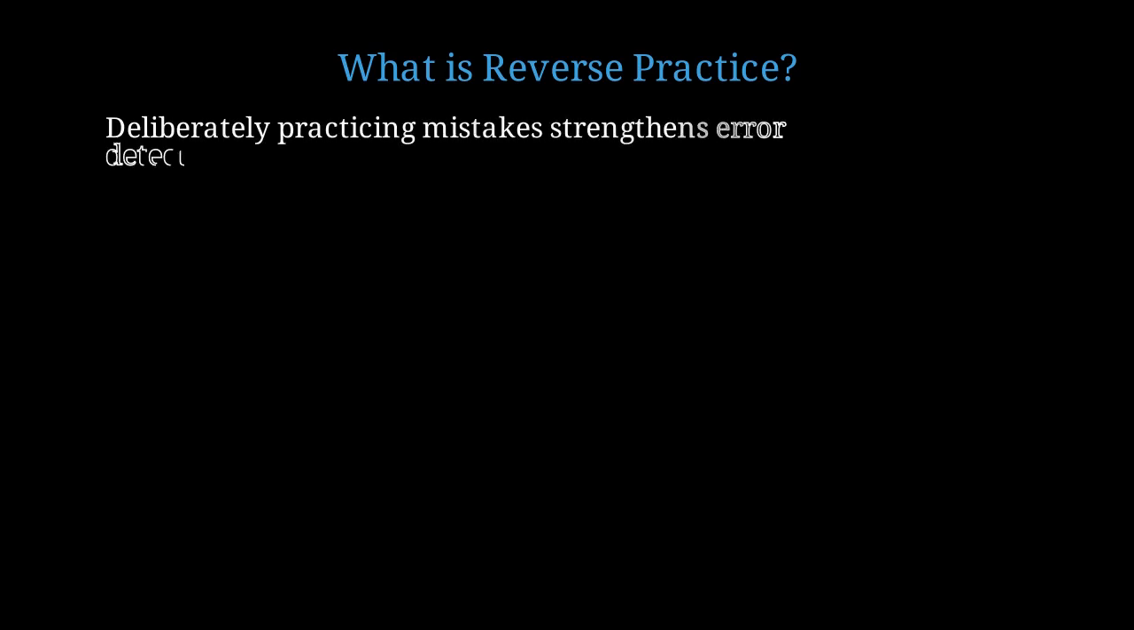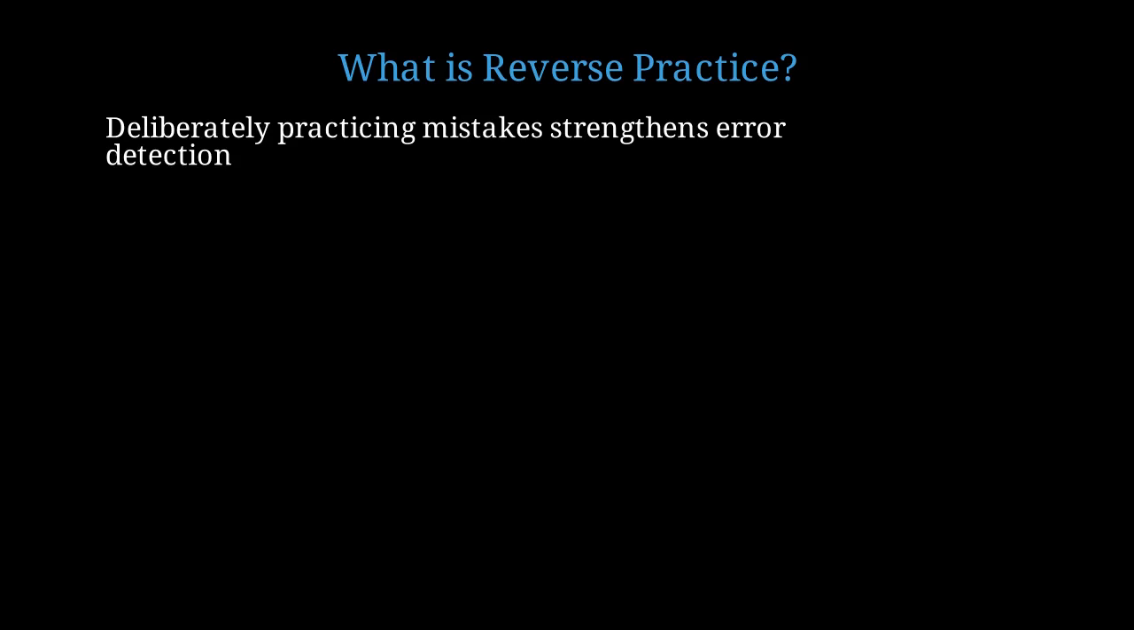Today we're going to explore a fascinating concept in neuroscience and motor learning called reverse practice. This is the counterintuitive idea that practicing a skill incorrectly on purpose can actually sharpen your mastery. So what exactly is reverse practice? It's a training method where you deliberately introduce errors, distortions, or exaggerations into your practice routine. The core principle is that deliberately practicing mistakes strengthens your brain's error detection circuits.